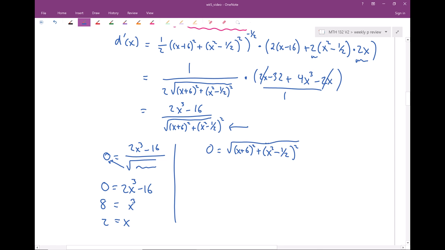Or if this was less than 0, right? Because of the fact that we have a square root here. So if it was less than 0, well, because we have a square root, that would also be undefined. That would not be a real number.